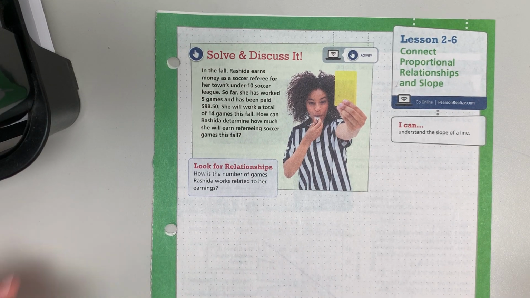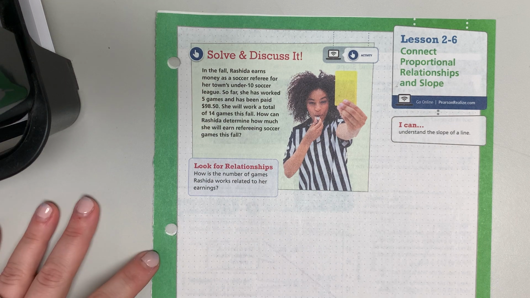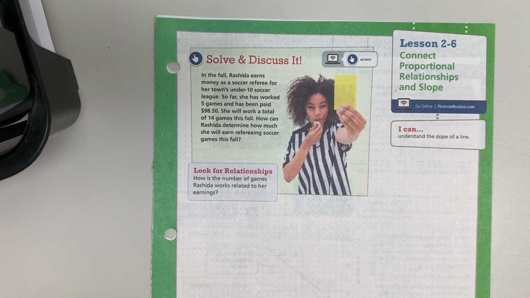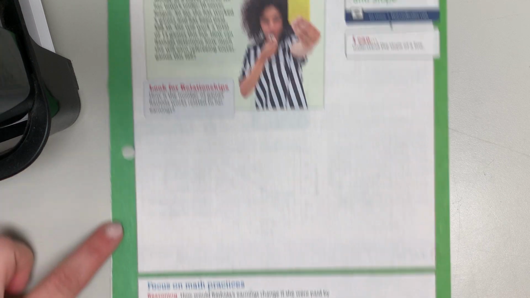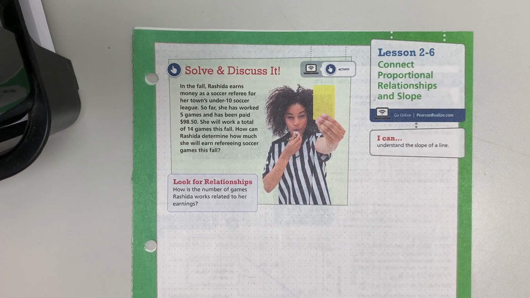Hey y'all, today we are going to talk about proportional relationships and its association with slope. So let's go ahead and turn in our textbook workbooks to lesson 2-6. Should be page 123. Let's go ahead and start with the first problem, the solve and discuss.